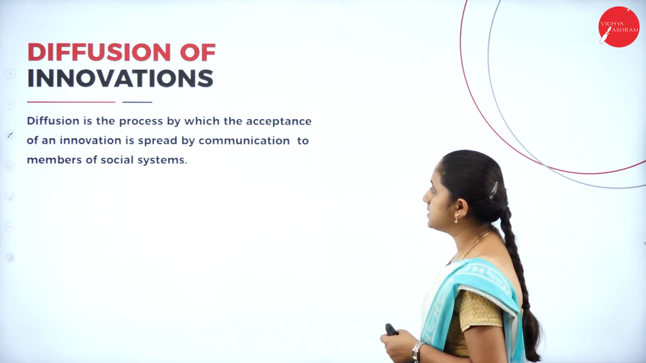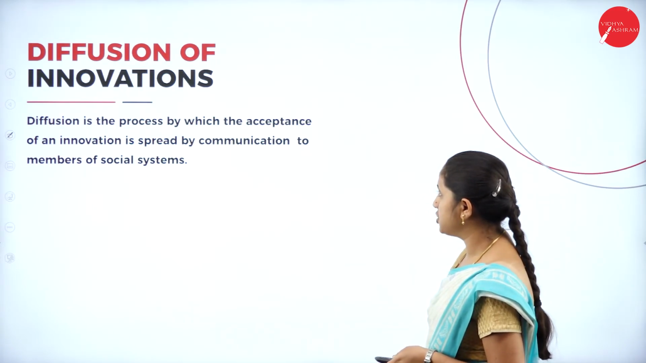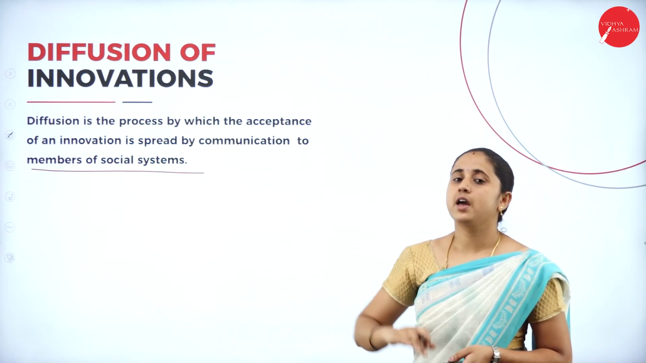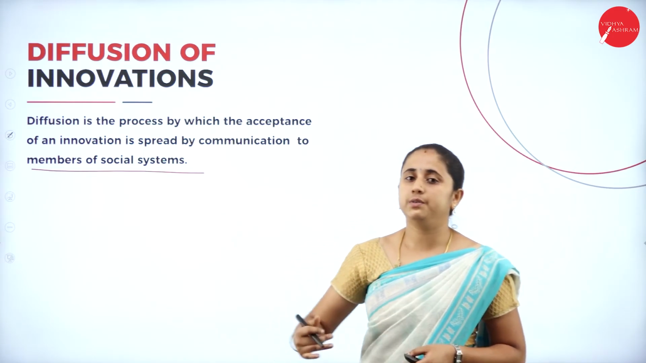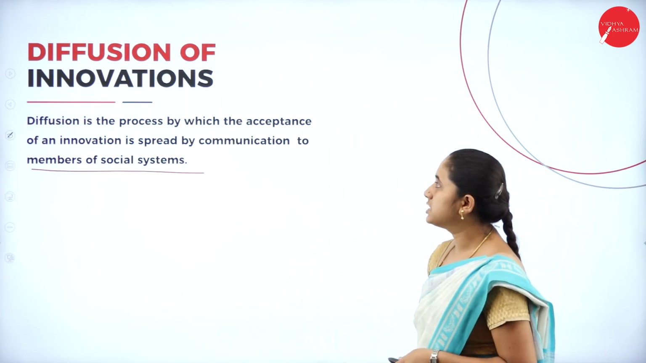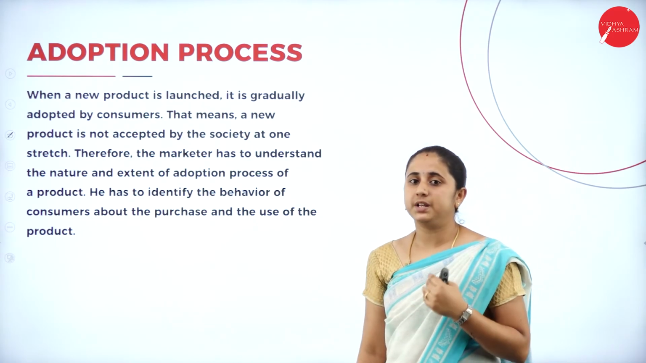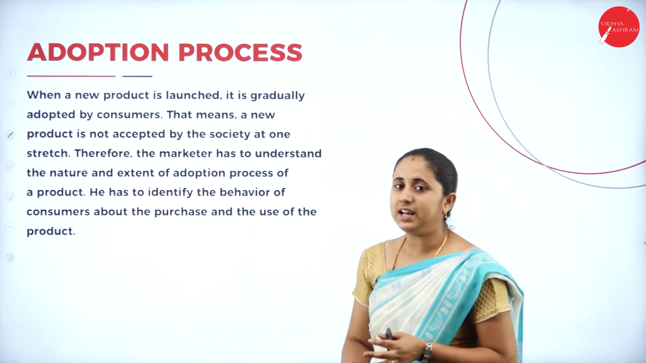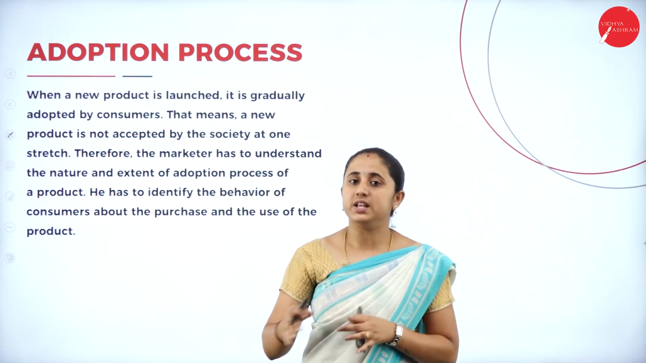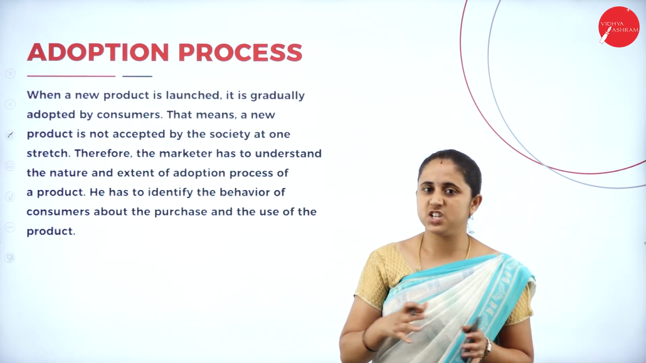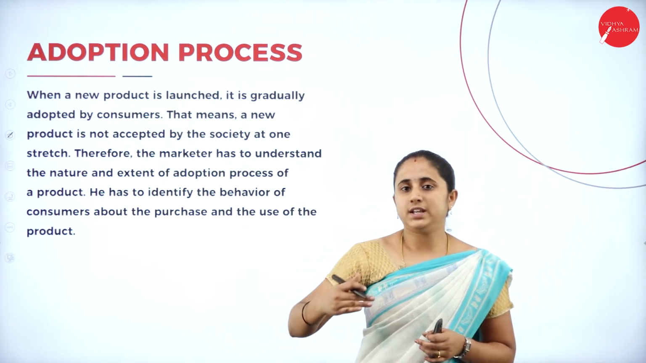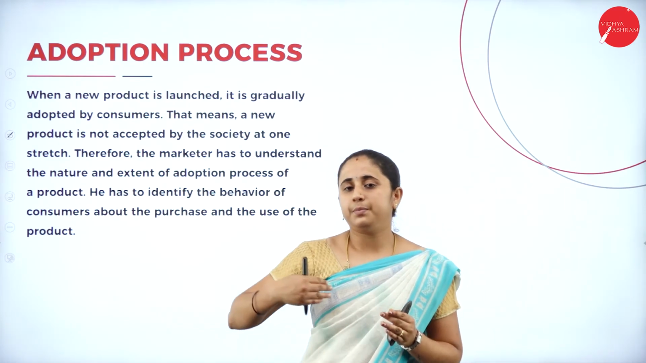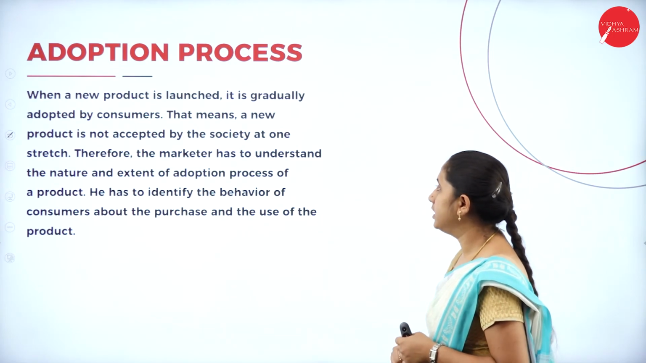In the diffusion process, acceptance of innovation is spread by communication to the members of society. How will the members of society accept your product or the innovation? So, it explains consumer acceptance or consumer behavior while purchasing. Generally, customers will not accept changes in one stretch. Slowly, the customer will accept changes. So, how do they behave with these changes or with innovation?